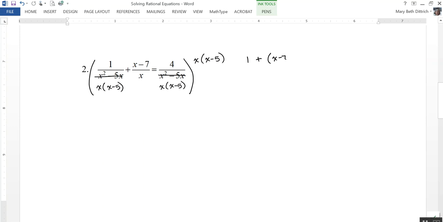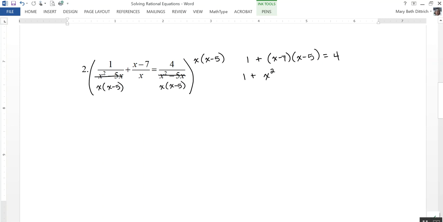So I have the x minus 7 that was in the numerator times the x minus 5 that does not cancel out, equals, and again my whole denominator cancels out, is equal to 4. So all I have to do here is go ahead and simplify. So let's go ahead and distribute that out.